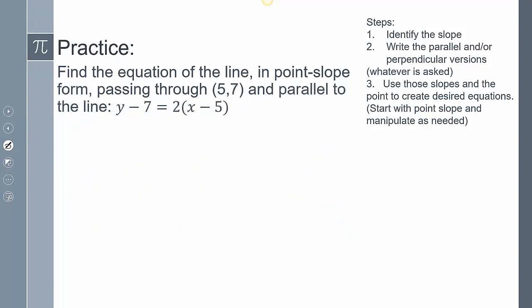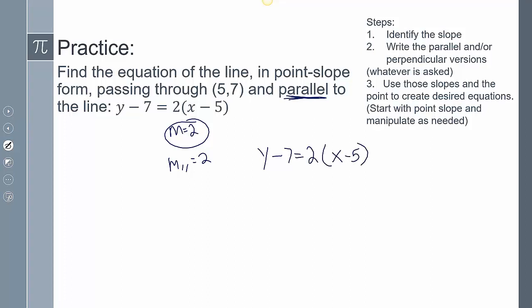For this next one here, my m is going to be 2. Just know that in this case it's asking for parallel, so if it's saying write the parallel and perpendicular versions, then I'm going to say my parallel slope is going to be 2. So now being able to write it, y minus y1 equals my m times x minus x1. Hey, look at that. It's the same. No problem.